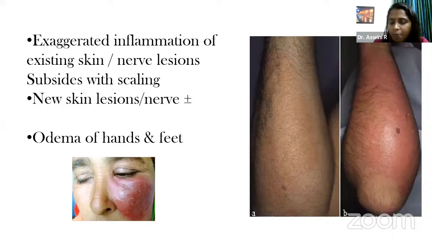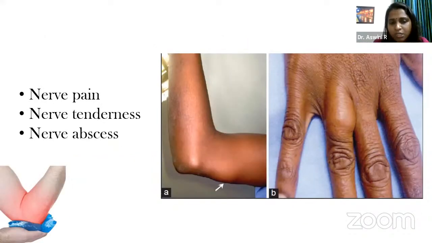Again, the same thing can happen with nerves also. An existing nerve which was thickened can become painful. It can become tender, and it can even develop a nerve abscess, which is actually an emergency. And this may be associated with edema of hands and feet. So it is exaggerated inflammation of whatever was existing. This may sometimes be the first presentation of the person because they may have neglected the previous skin lesion.